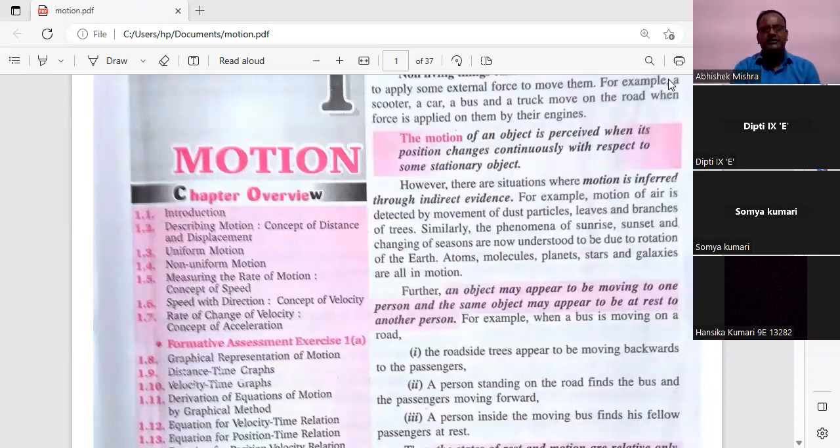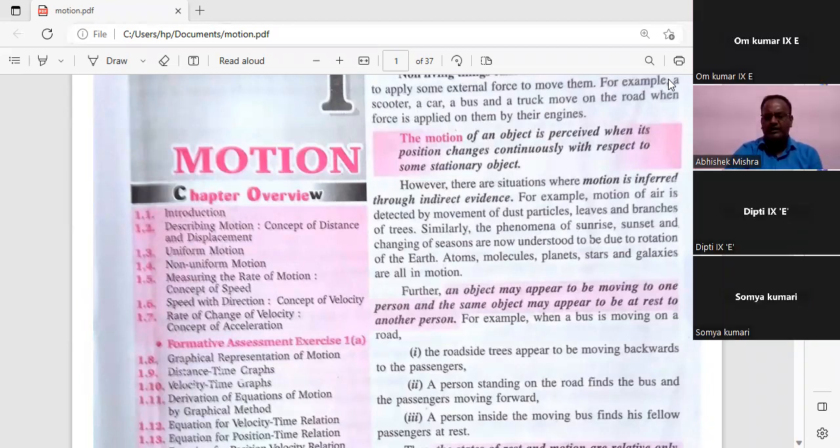Apart from Dipti, I want all the students one by one to participate. What is a reference point? Okay, Om Kumar, you can unmute yourself. The point from which we describe the motion of a body. Yes, so the reference point, or the point from where we say that motion has started. Okay, good. Om Kumar, very good.